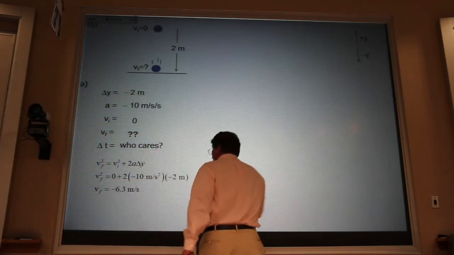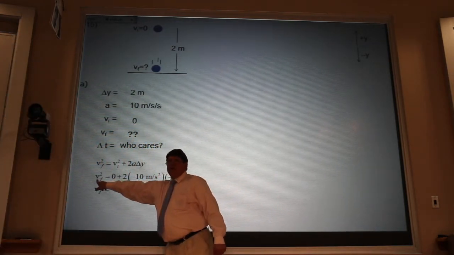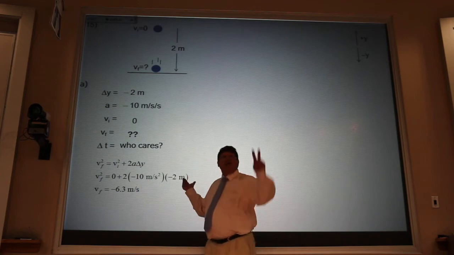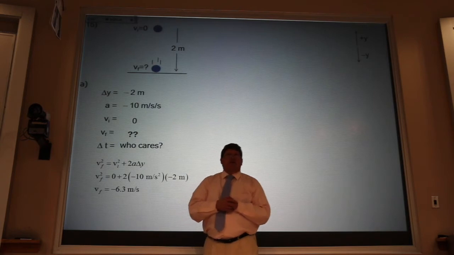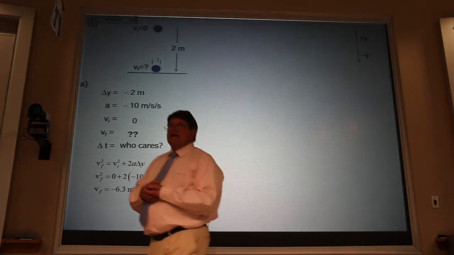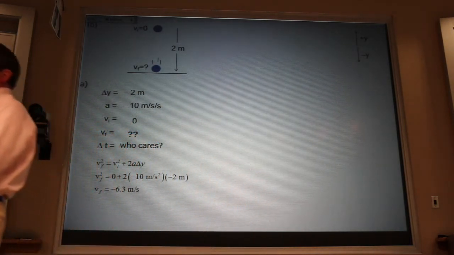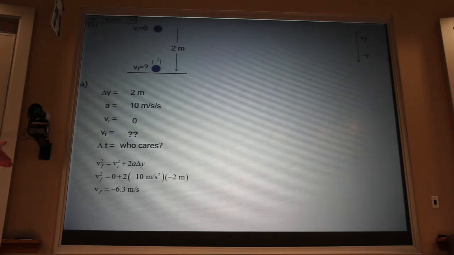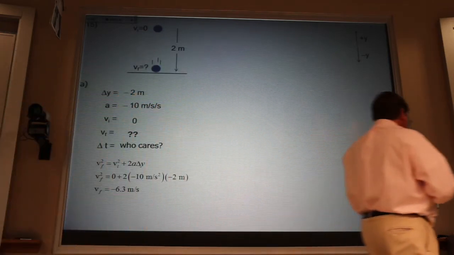Now, when I take the square root of this positive number, there are two solutions. Either positive 6.3 meters per second or negative 6.3 meters per second. I chose the negative because the ball is still traveling downward right before it hits the floor. That minus sign, again, is important.